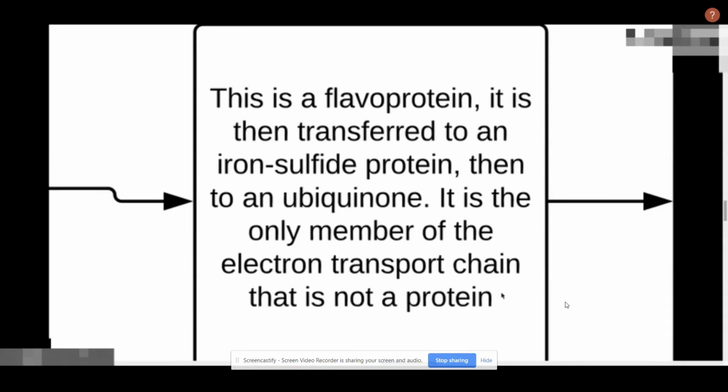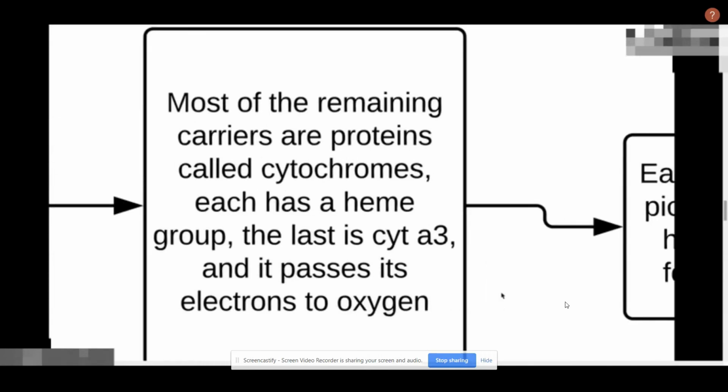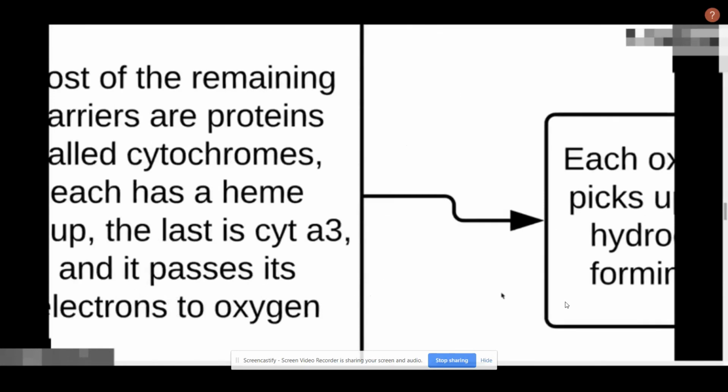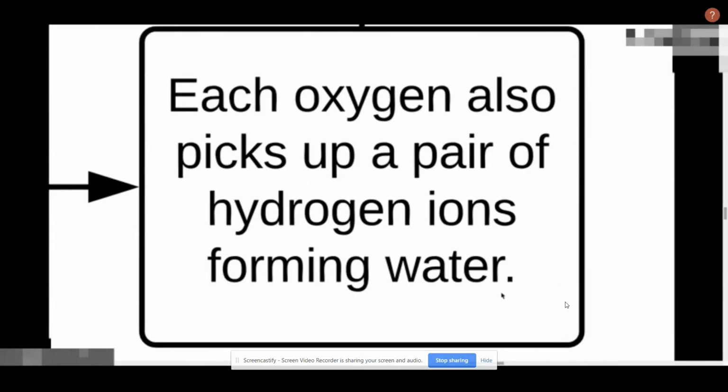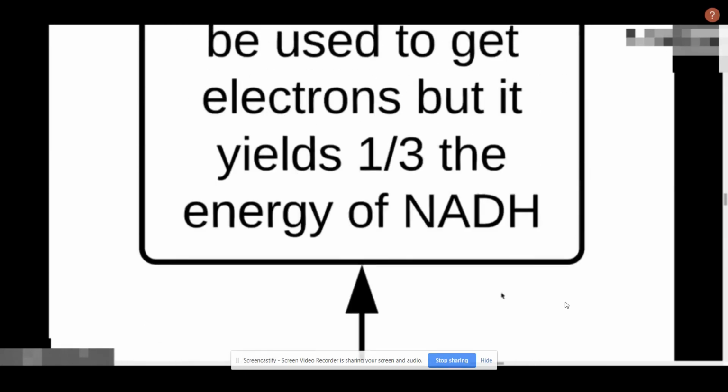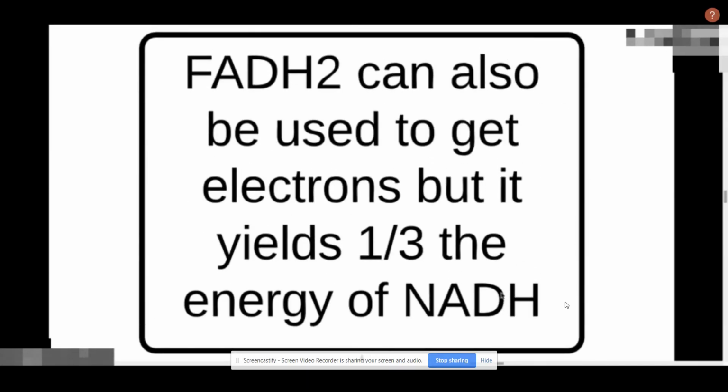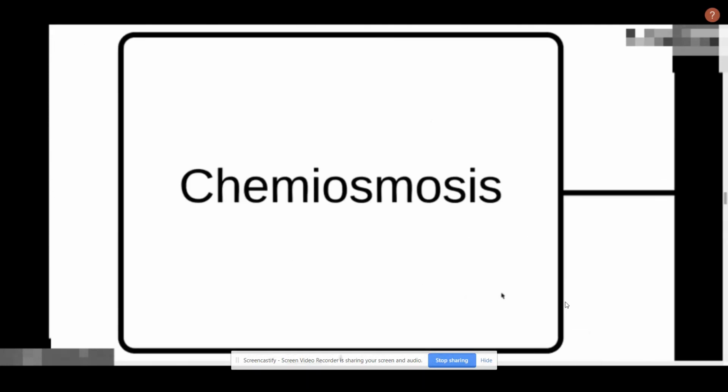Ubiquinone is the only member of the electron transport chain that is not a protein. The remaining carriers are proteins called cytochromes. Each has a heme group. The last is cytochrome a3, and it passes its electrons to oxygen. Each oxygen also picks up a pair of hydrogen ions, which forms water. FADH2 can also be used to donate electrons, but it yields 1/3 less energy than NADH.